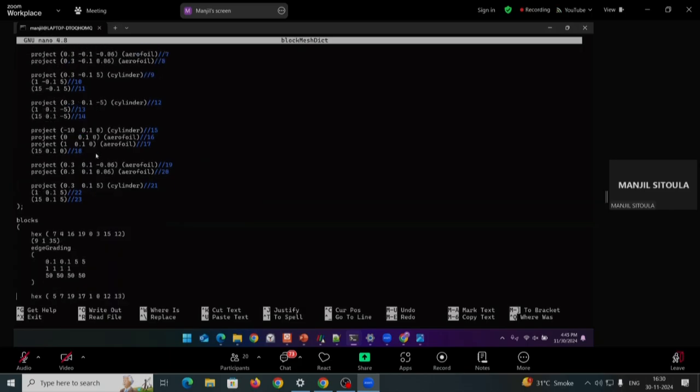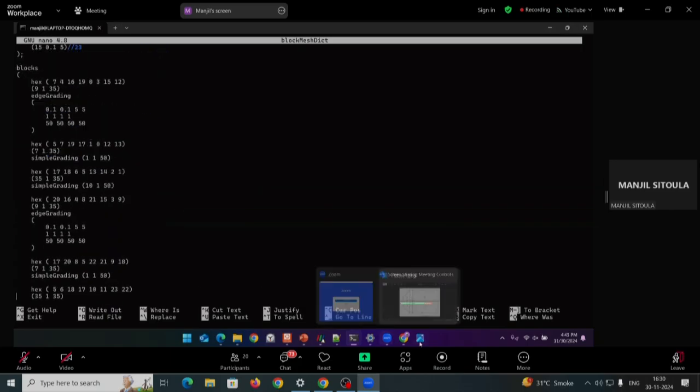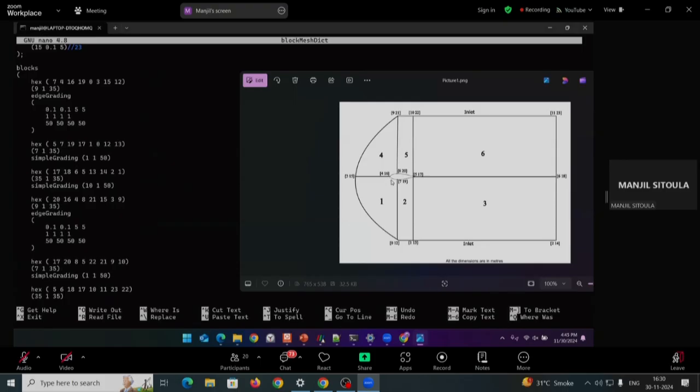And we need to assign the blocks. So let me explain the first block. It is 7, 4, 16, 19. Using this, we can see in the figure that 7, 4, 16, and 19 is one face. And we have created the block using the 7, 4, 16, 19 vertices and 0, 3, 15 together. So using this, we have created one block.